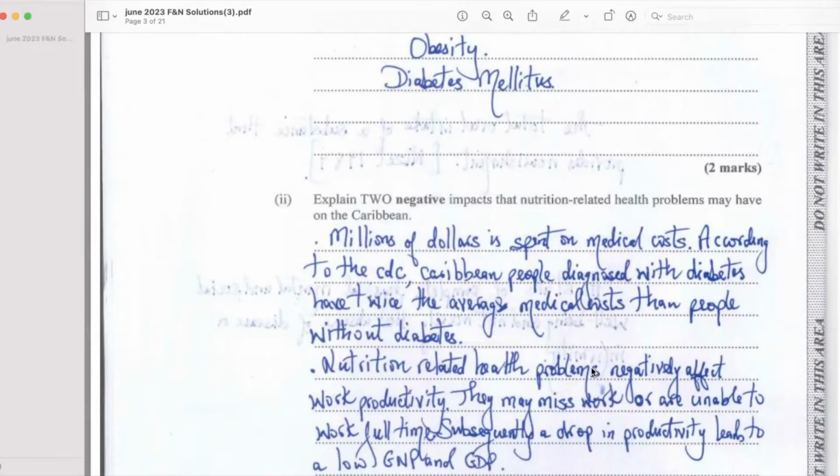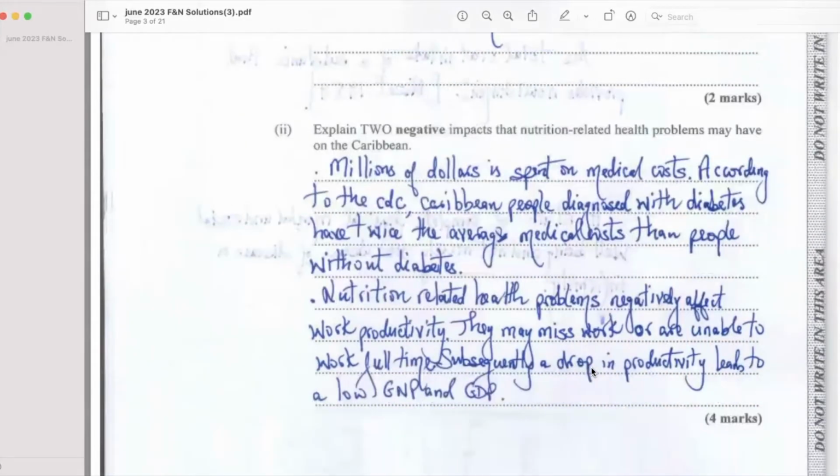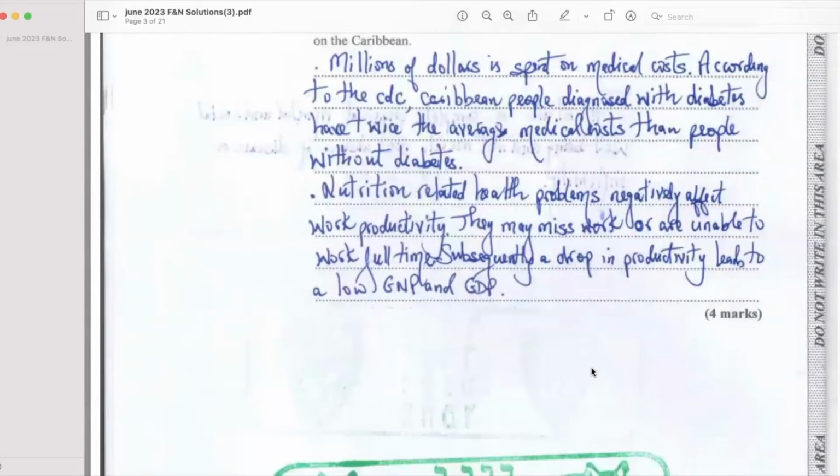So what they're actually asking about here is you can state any 2 health problems. You don't have to state these 2. And then you can say what the negative impacts are as they relate to those issues. So that's 4 marks.